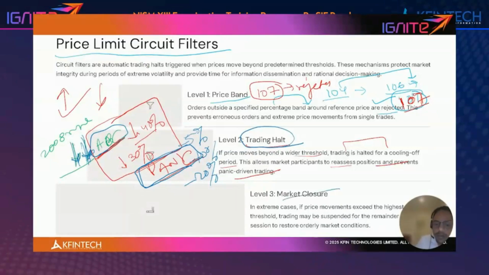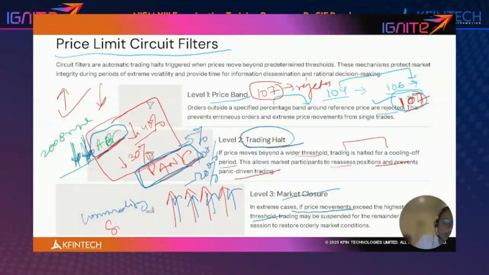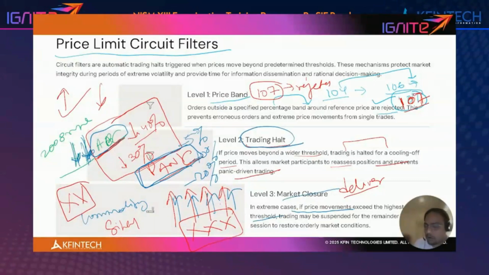Market closure. In extreme cases, if the price movement exceeds limits, the market is closed. Recently, you must have seen that in the commodities market, silver went up, so did gold. And in certain exchanges across the globe, the silver shortage was so much that they had to close the trading venues. They had to close the exchanges because there was a shortage of silver to deliver. In extreme cases, the exchange might close the trading venue itself. They will say today there will be no trading in the exchange. So this is for extreme cases.